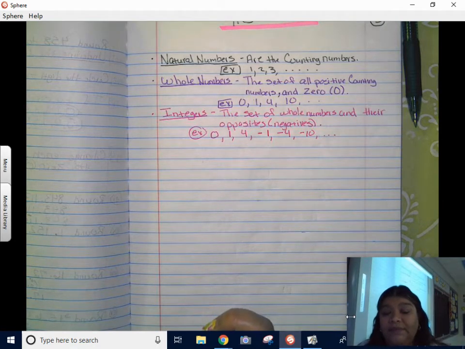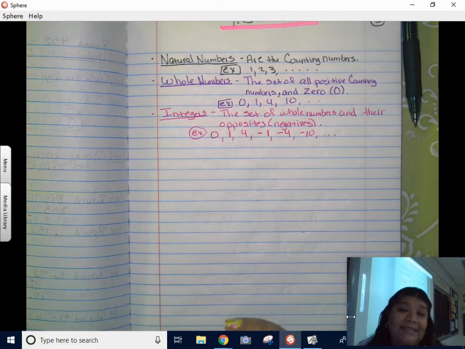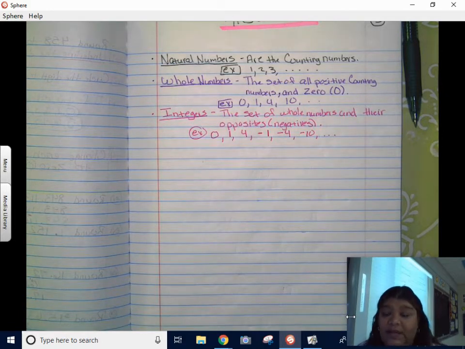Okay, so now we've got the negatives in here. What numbers do I not see here? I don't see fractions. I do not see decimals. You will not see them in those 3 circles, those 3 classifications. No fractions and no decimals, okay?